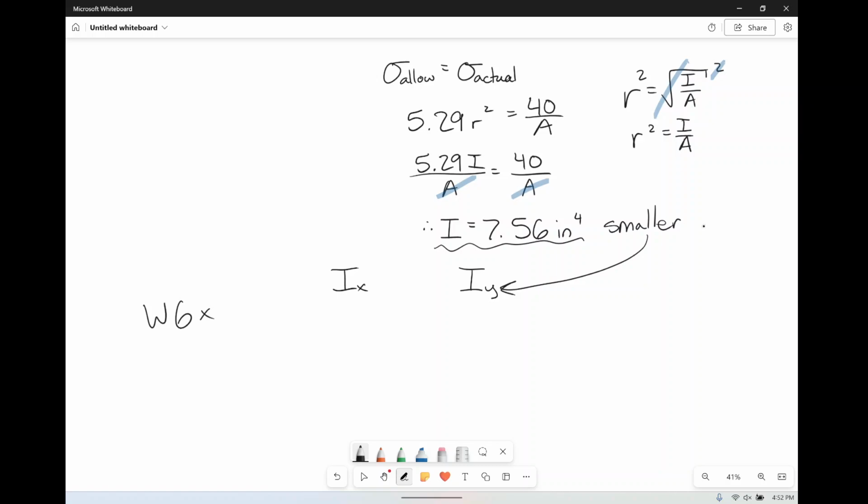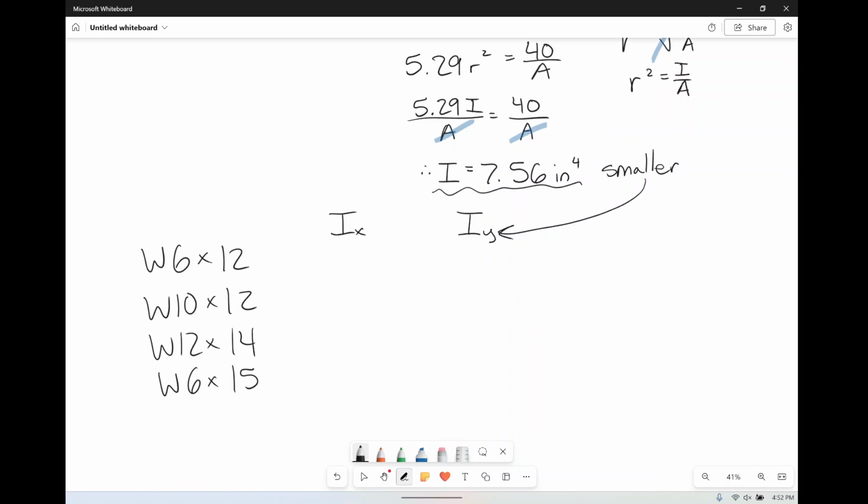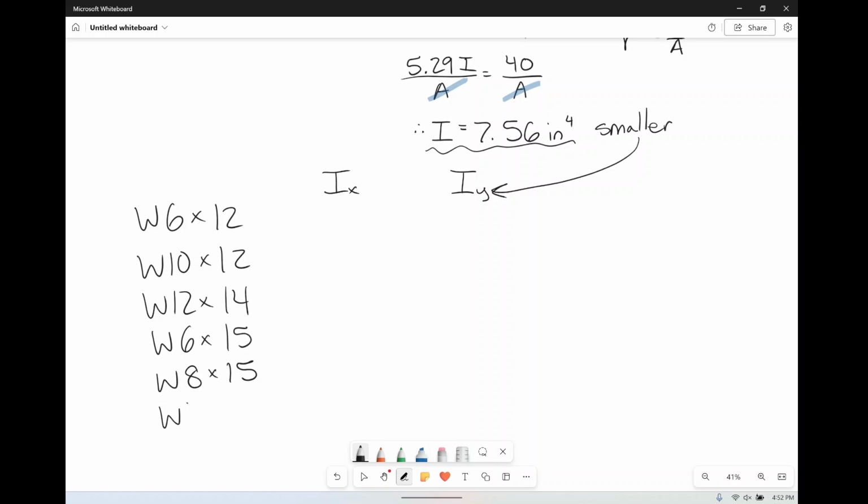We have a W6x12. We have a W10x12. We have a W12x14. We have a W6x15. We have a W8x15. And we have a W10x15. These are going to be our 6 options. Now, as you can see, I've organized them from lightest down to heaviest.